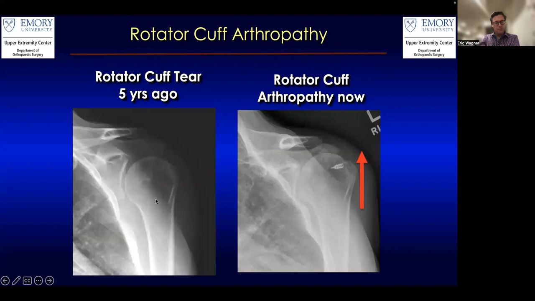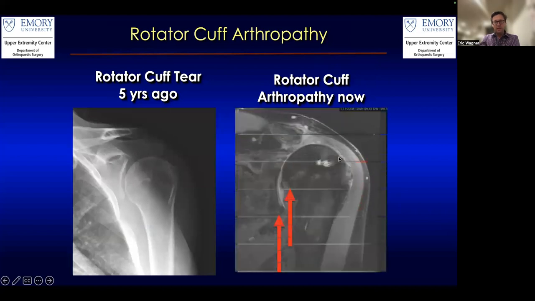So 5 years ago, normal looking shoulder. You can see this arch looks pretty good. And now you can see how it's elevated, so the arch is disrupted. This right here and this right here are no longer aligned. You can see there's narrowing here. And when you get the MRI, you can see how much it's elevated upwards. And so you can see the rotator cuff arthropathy now.